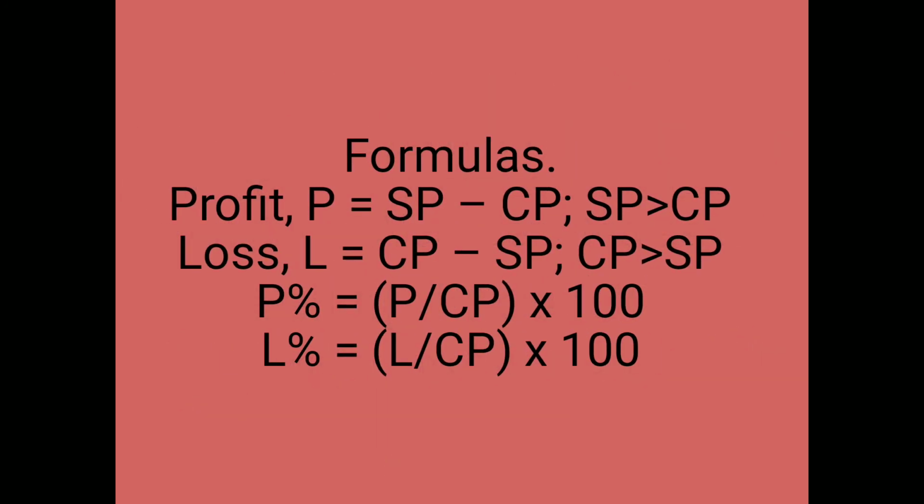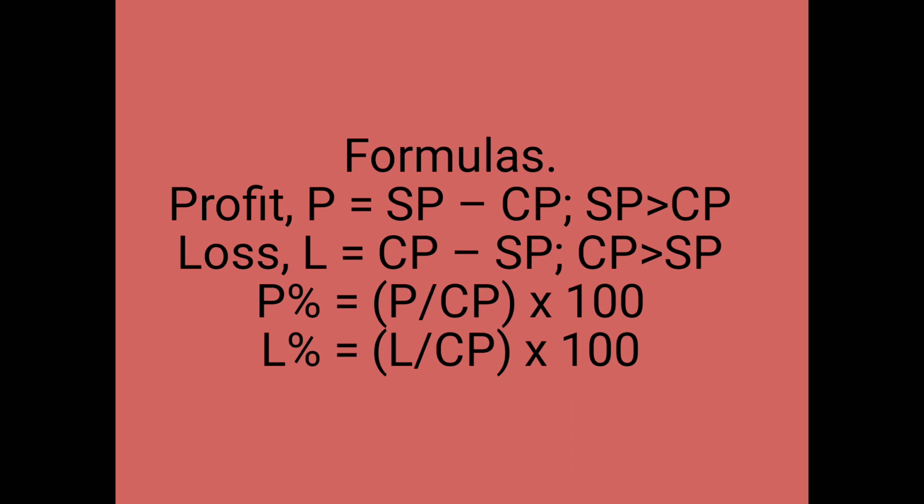Now we have the basic formulas to find out the profit or loss, profit percentage or loss percentage. So these are the formulas. If you keep these formulas in your mind, you can solve the questions very easily. To find the profit, we take selling price minus CP. That means if the selling price is greater than CP, obviously it will be a profit. And loss is CP minus SP. That means CP is the highest and the selling price is the lowest, which means we are facing a loss.